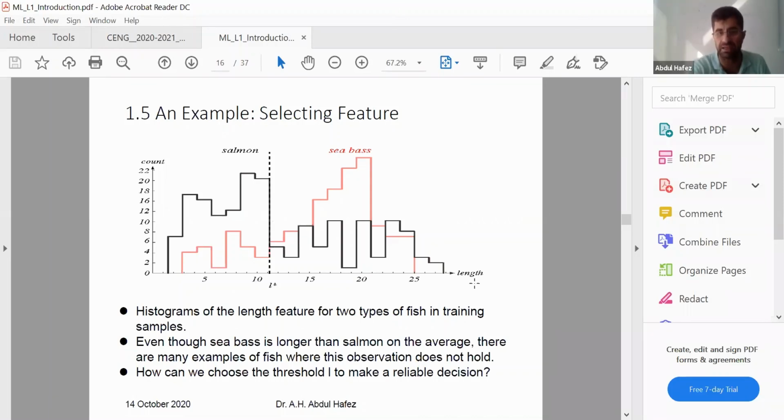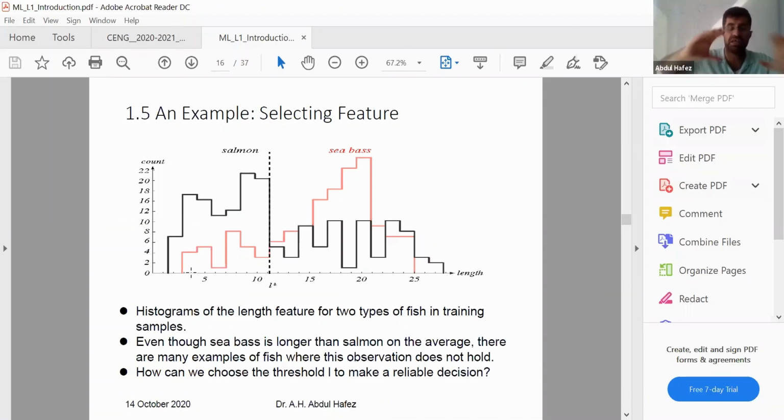Here I take the length. So this is the curve. This curve is called the histogram. Sometimes, in statistics and probability theory, we call it the probability density function. Why probability density function? Assume the total number is 100. I think it is not 100, but assume it is 100 as an example.